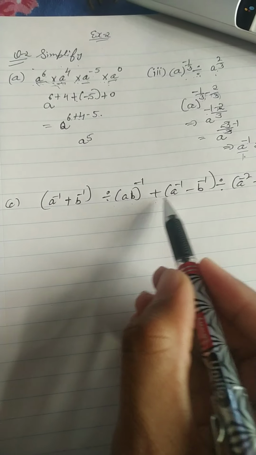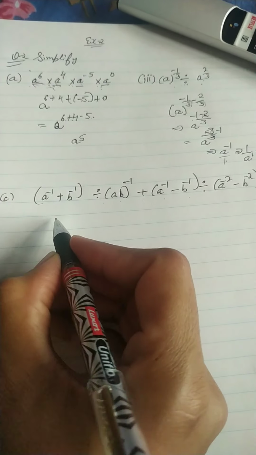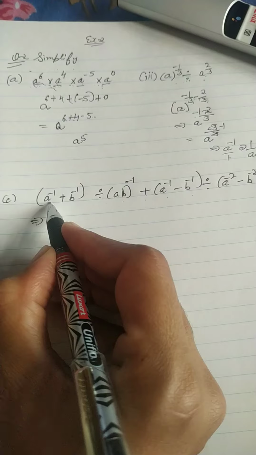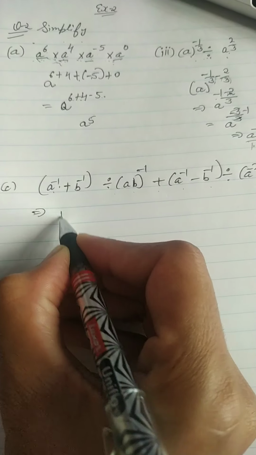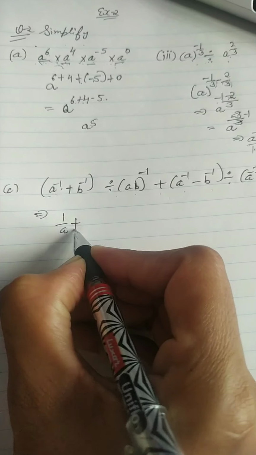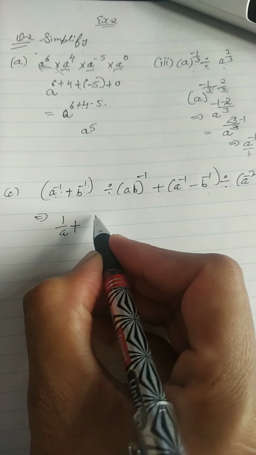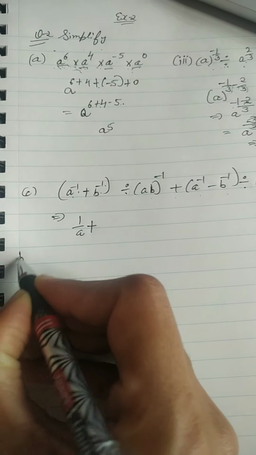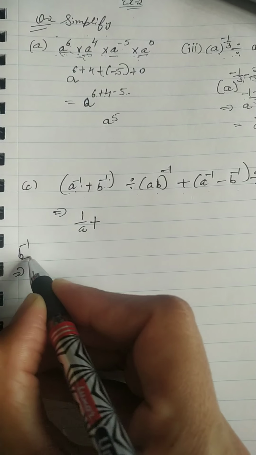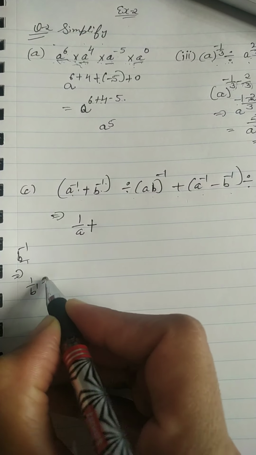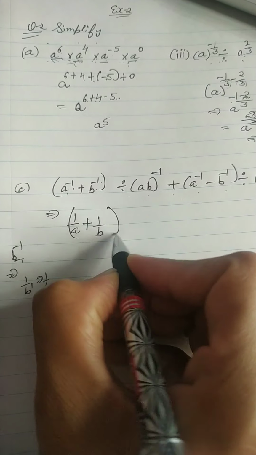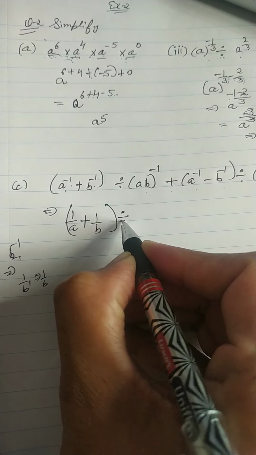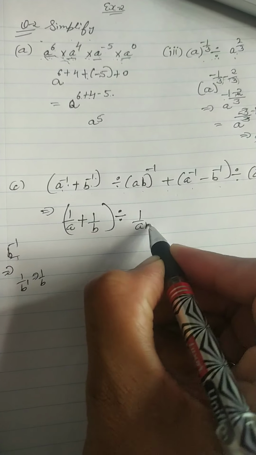Now bases are not same. So firstly we will solve the bracket. Power is in negative, same what I did in this question, a raised to power minus 1. It will become 1 upon a. b raised to power minus 1. Do reciprocal. 1 upon b raised to power 1 means you have to write 1 once. 1 upon b. Similarly I will do it, 1 upon ab.